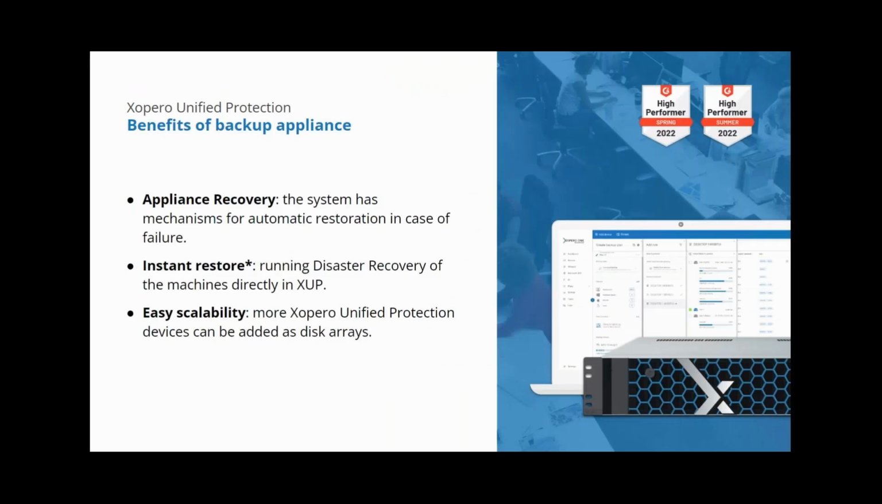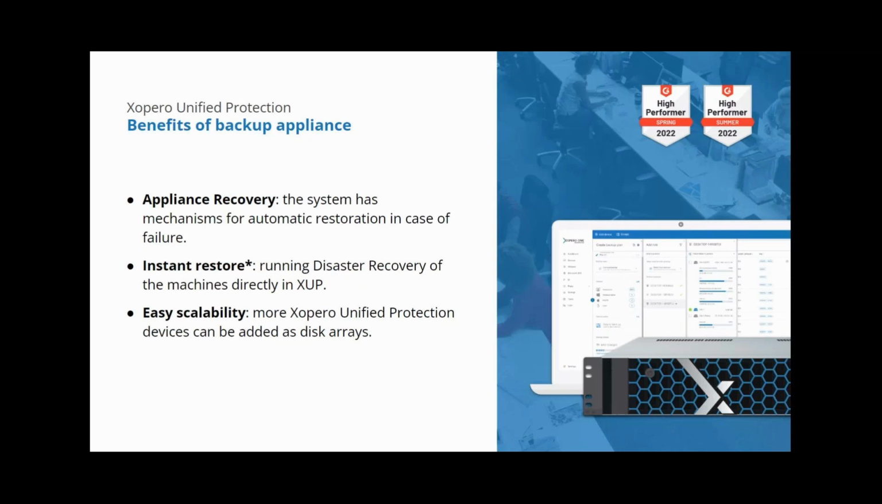Okay, so let's move closer to an end of this part, just a few more features, which are also great advantages that are worth mentioning today. Appliance recovery. Every Xopero Unified Protection device has two NVMe hard drives, which are used to install the management console on them. Those are the fastest and most reliable and efficient hard drives available. In case of the failure of one of them, you always have the other. So automatically you have your console and you have a guarantee of business continuity.